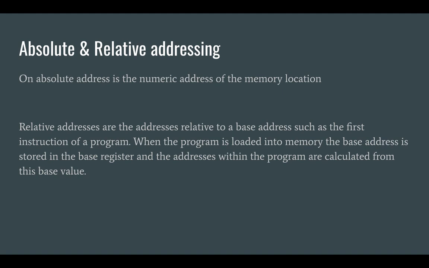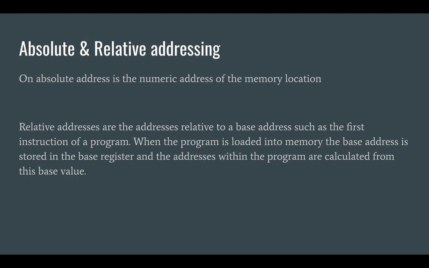Okay, so we're going to talk about, in this short video lesson, absolute and relative addressing in low-level programming and assembly. Basically, there are two ways of identifying the location of each instruction when it's loaded into memory in order to be executed.